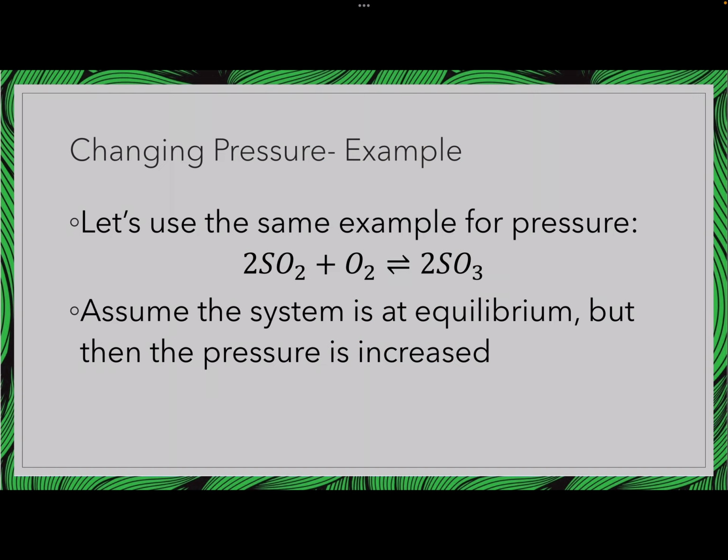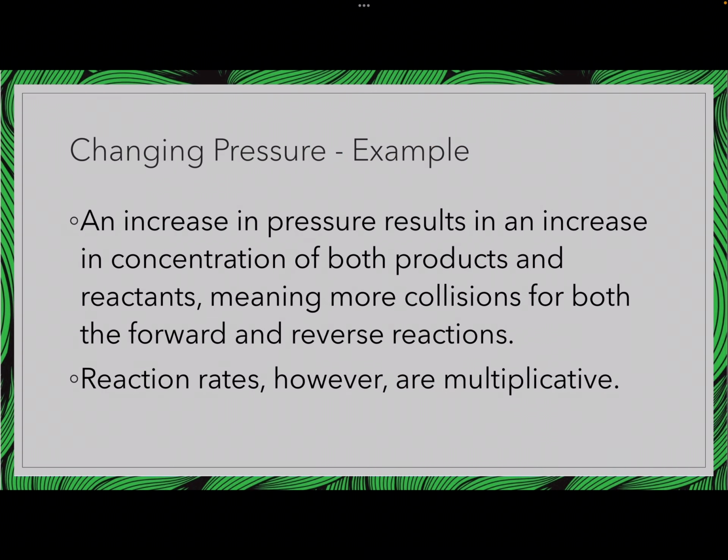Now, changing pressure. Why is it that when we increase the pressure, it goes towards the side with fewer moles? Well, let's again take our sulfur dioxide, oxygen, sulfur trioxide system and assume we've gotten it to equilibrium, but then the pressure is increased. Well, what happens? We know from Le Chatelier's principle that if we've increased the pressure, it's going to want to go to the side with fewer moles, so it's going to want to go towards the products. But why? Why is this happening?